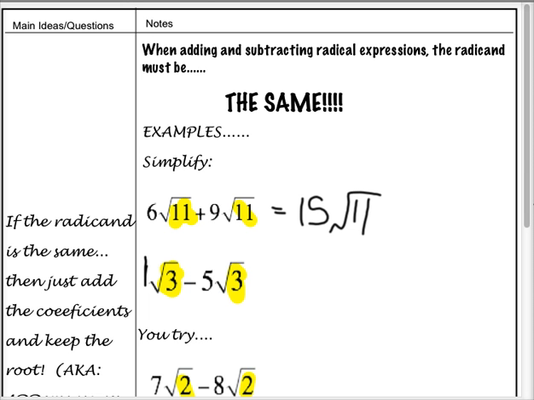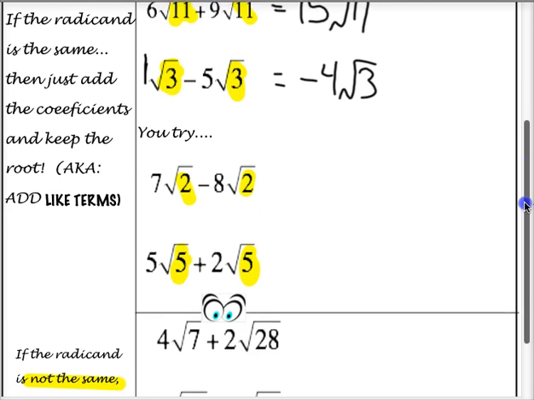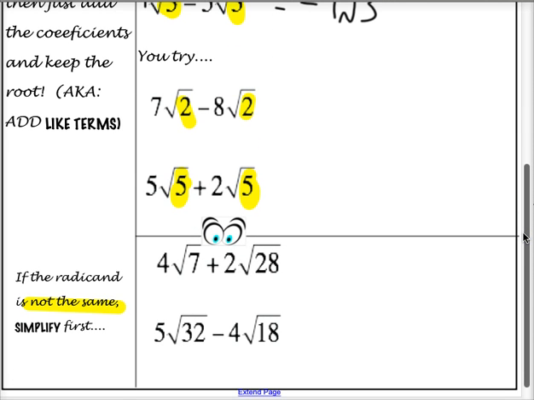I have 1 square root of 3, and I'm subtracting off 5 square roots of 3. So again, we have a like radical. The same thing is inside the radical. Starting with 1, I'm taking away 5. So that'll be negative 4. Negative 4 what? Well, square roots of 3. Seven square roots of 2 minus 8 square roots of 2. Again, same thing. We have the same thing under the radical. So 7 minus 8 is a negative 1. Then we're talking about square roots of 2.